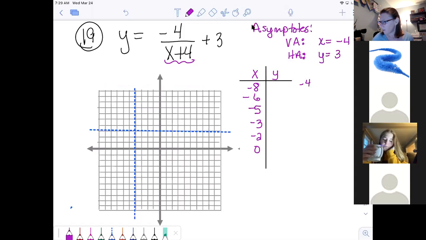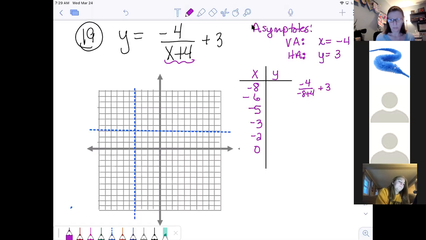So you have a -4, you're plugging in a -8 plus 4, and then you're adding 3 to it. Brooke, if I used a -8, did you use a -8, Brooke? Yeah. What did you get when you plugged in -8? 4. Did you use -6, Brooke? Yeah. What did you get there? 5.